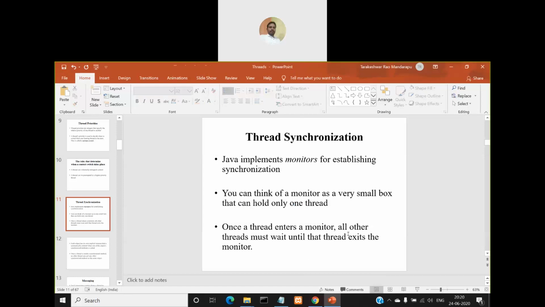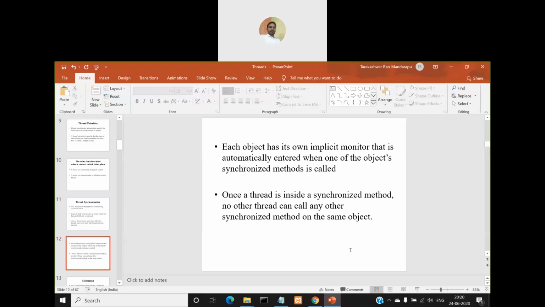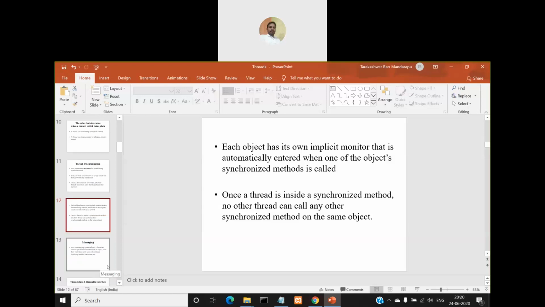Once a thread enters a monitor, all the other threads must wait until that thread exits the monitor. Each object has its own implicit monitor that is automatically entered when one of the object's synchronized methods is called. So we'll use something called synchronized methods and synchronized blocks. We'll see all these concepts practically by writing some programs, right?